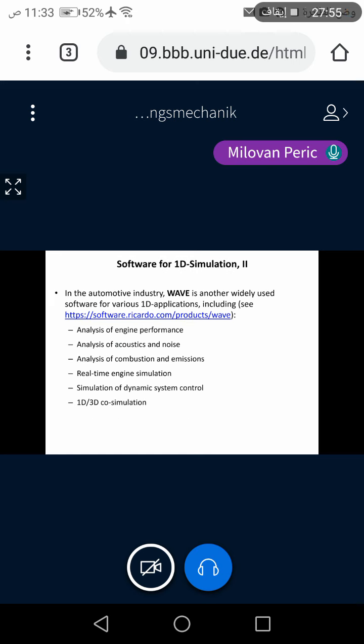Another popular 1D software is Wave. It comes from Ricardo. It's a British company. And they are also used for engine performance, but also a lot for acoustics and noise, for simulation of combustion and emissions, real-time engine simulation, and so on. They also have a 3D code called Vectis, so they perform both 1D and 3D simulation.